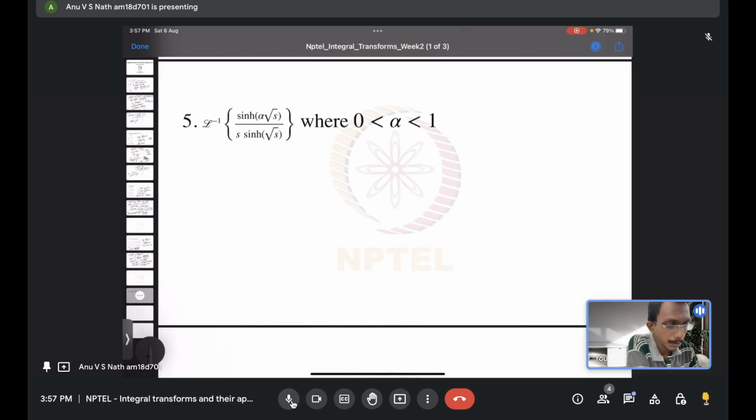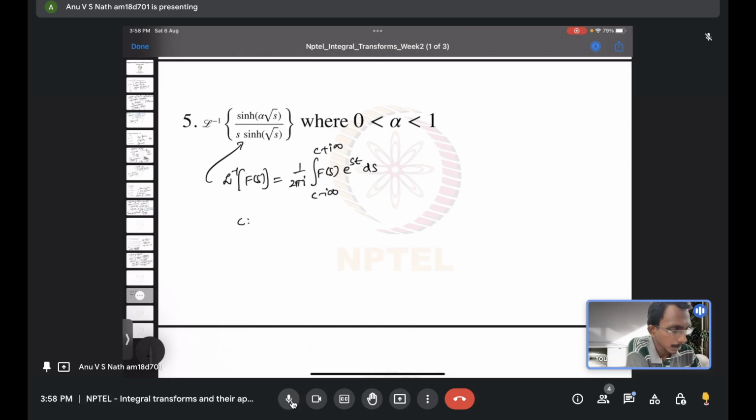By definition of the inverse Laplace transform, f of t is equal to 1 by 2 pi i times the integral from c minus i infinity to c plus i infinity of F of s e raised to st ds. This is how we evaluate the inverse Laplace transform, where c is a real number which should be greater than all the singularities of this particular function that we have here.